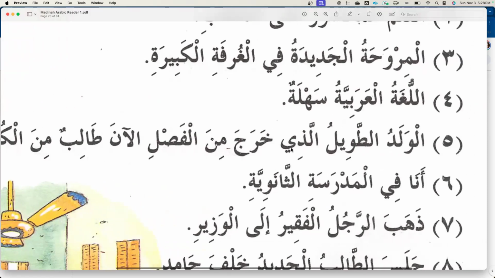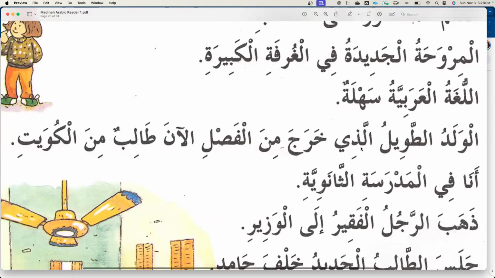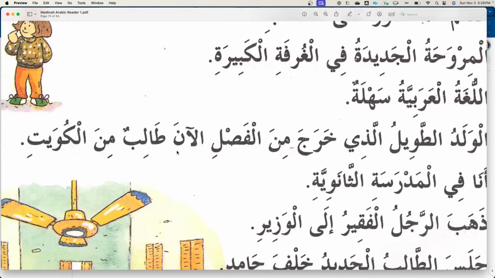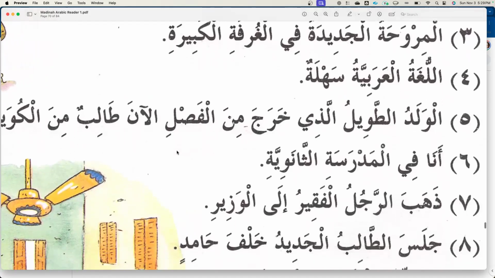Remember our mubtada khabar? This whole thing, al-waladu al-tawilu alladhi kharaja min al-fasl al-ana, is the mubtada. The whole thing is the mubtada. And what is the khabar? He is talibun min al-Kuwait, he is a student from Kuwait. Did I throw you off? The whole thing became the mubtada, so alladhi can be used to stretch out either the khabar or the mubtada. I don't know if this was more advanced for you guys, but let's keep going.